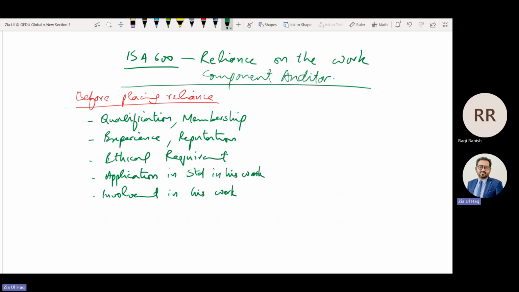How can we check whether he is complying with ethical requirements and what codes of ethics he is following? Through previous history, or we can discuss with him what codes of ethics he is following. Application of standards in his work, how can we check that? Through review of past working papers. And how can we make sure whether he will allow us involvement in his work? By discussion with him. So if these things are positive, we can keep relying on the work of the component auditor.